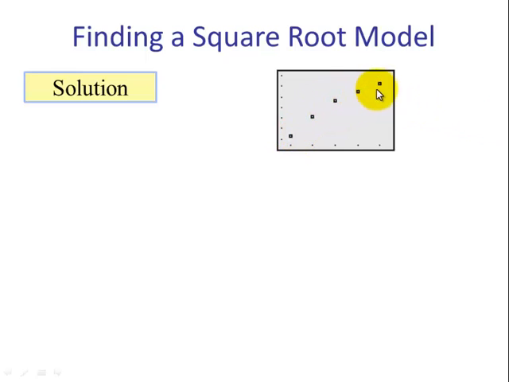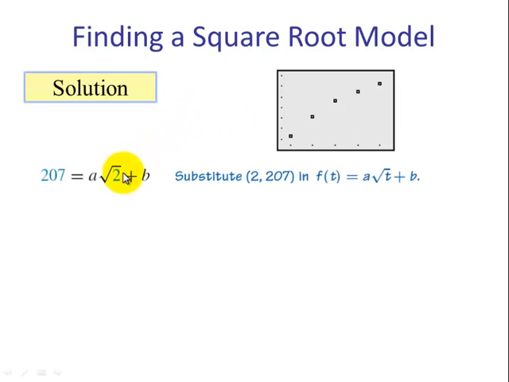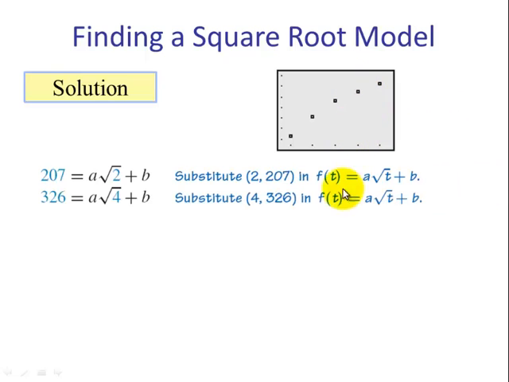So we see this does look like a square root graph. Now we want to pick 2 points. I'm going to pick the second point and the fourth point. You may pick the first point and the second, and your equation might be a little bit different than mine, but the answer should be close. So for the second point, when t is 2, the number of arrests is 207. And for the fourth point, when t is 4, we have the number of arrests is 326.